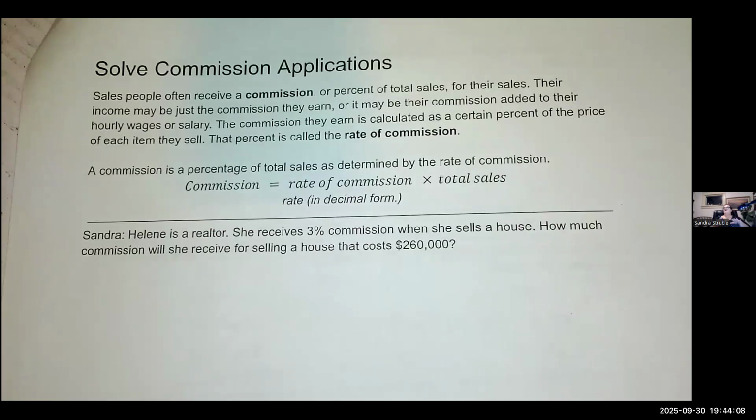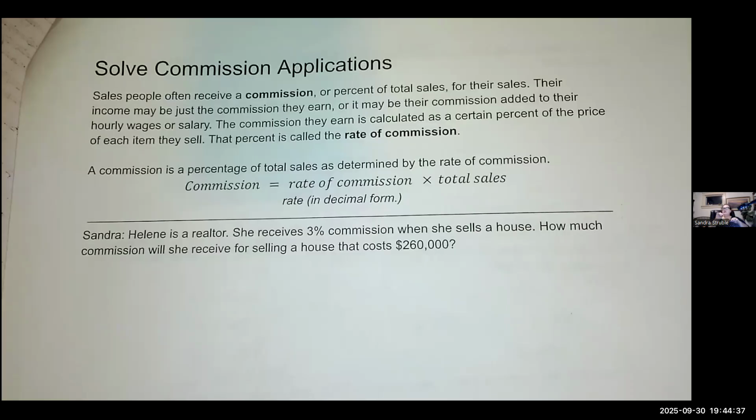Salespeople often receive a commission, which is just a percent of their total sales. Their income may be just the commission they earn, or it may be their commission added to their hourly wages or a salary. The commission they earn is calculated as a certain percent of the price of each thing that they sell. And the percent is called the rate of commission. Anytime you hear the word rate, you know that is a percent.